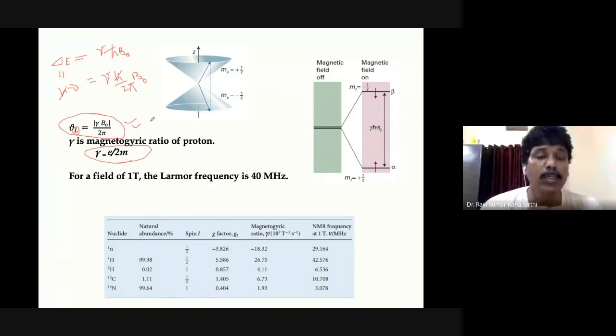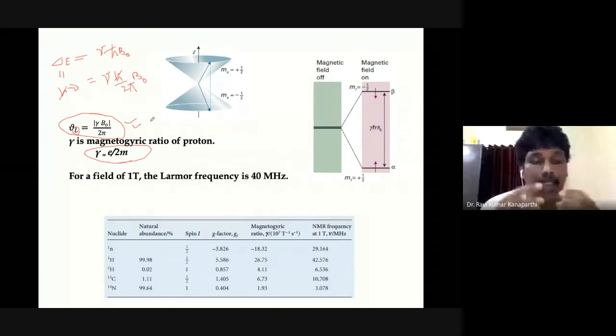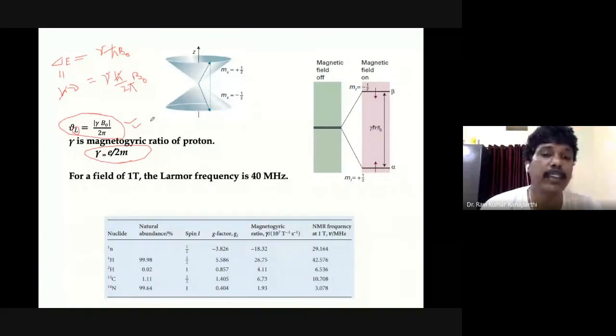As you can see here, it is very straightforward. If you have a nucleus with a high gyromagnetic ratio, then definitely its precessional frequency will be high, isn't it? I'm not talking about something new. From the equation, you can see it is directly proportional, it is in the numerator. If you want to increase the frequency, then you have to increase gamma.